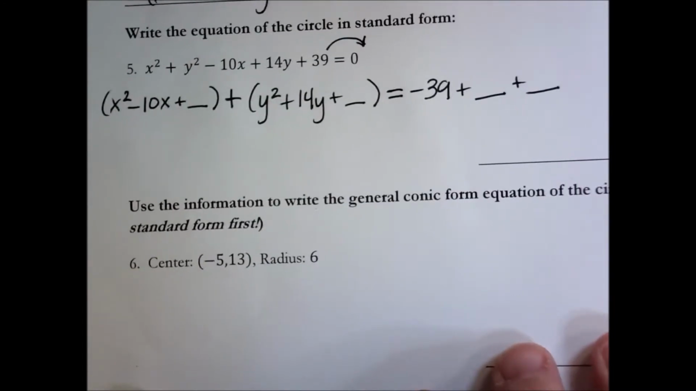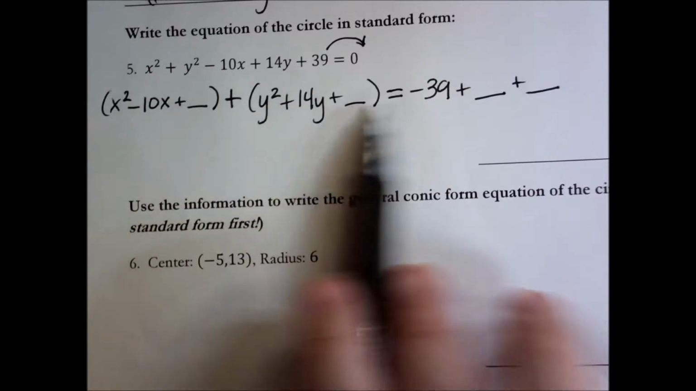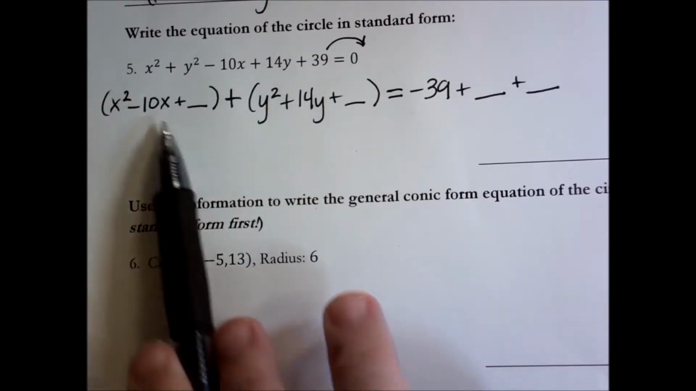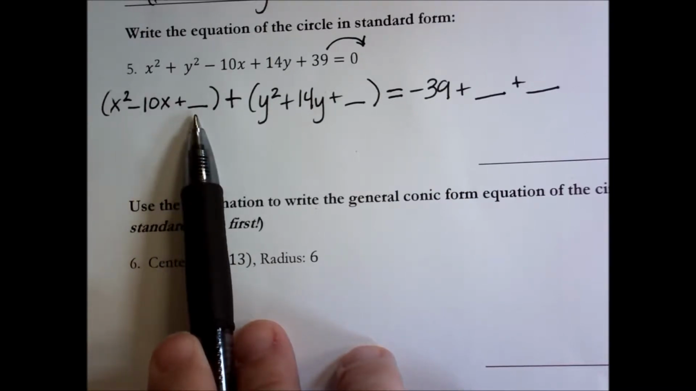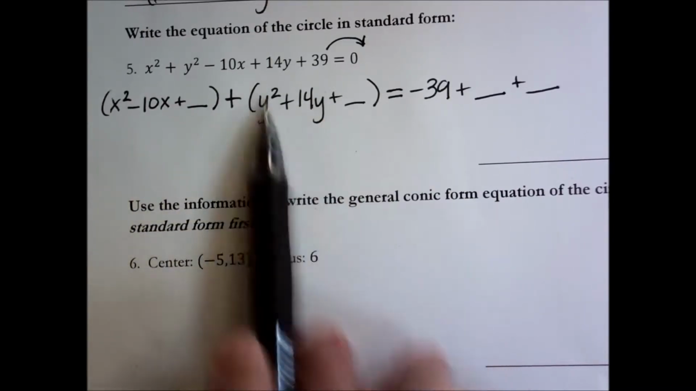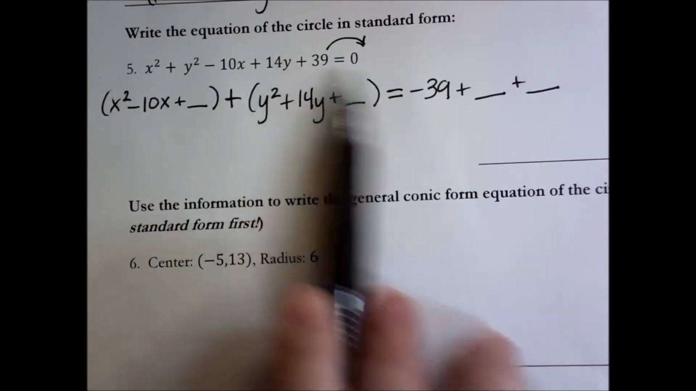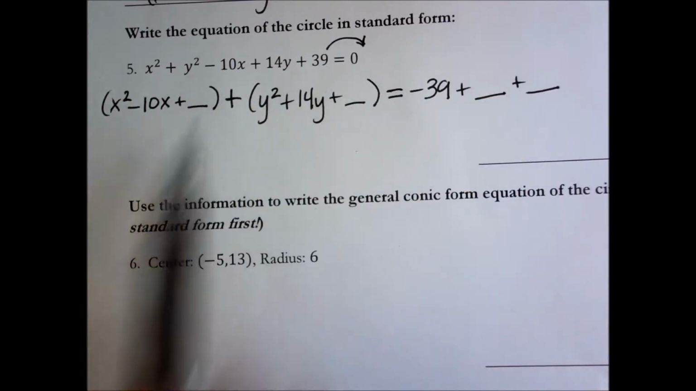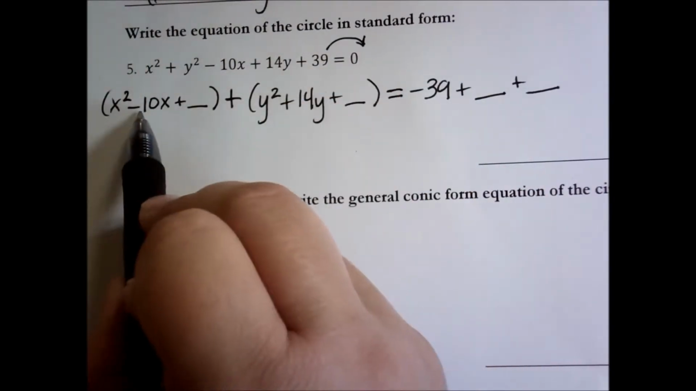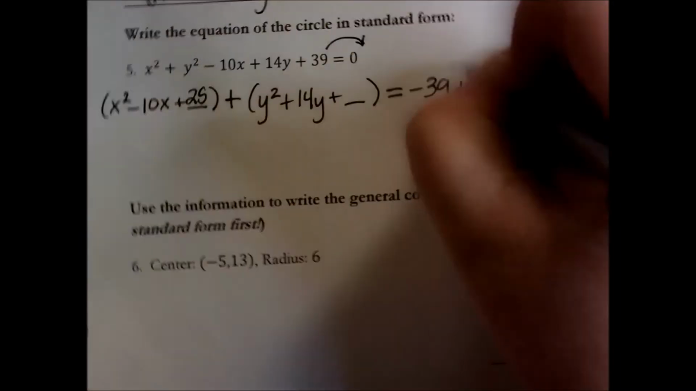If you can set this up correctly like this, it almost does itself from there because it tells you what you still need to do. All right, so I collected my x's inside parentheses with a blank for my completing the square. Collected my y's inside a set of parentheses with a blank so that I can complete the square, moved the number to the right, and added 2 blanks over here to balance out what I did over here. So half of negative 10 is negative 5, and I square that, and that's 25. That gets added to both sides.